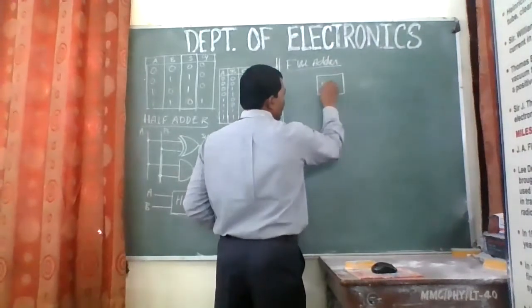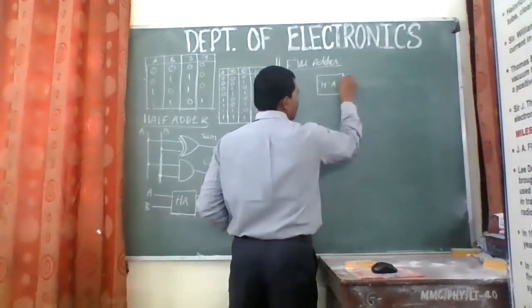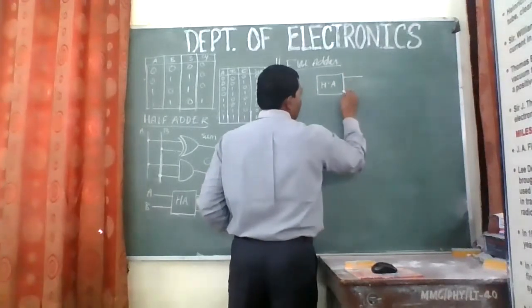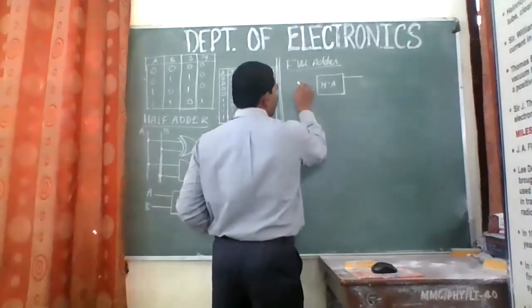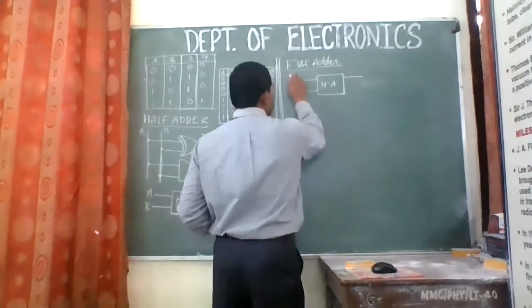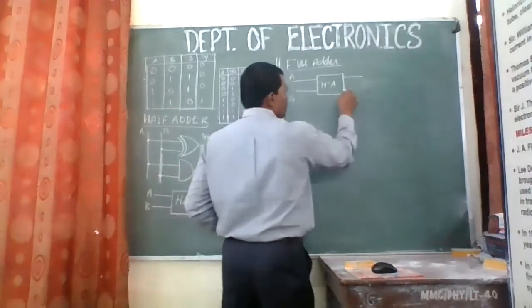So this is the first half adder circuit. I'm writing it as a half adder circuit. This is the carry portion of it. This is having two inputs, A and B.